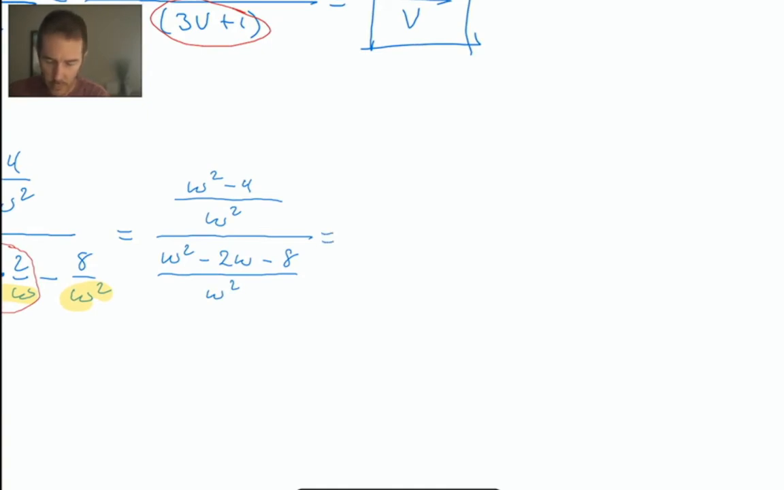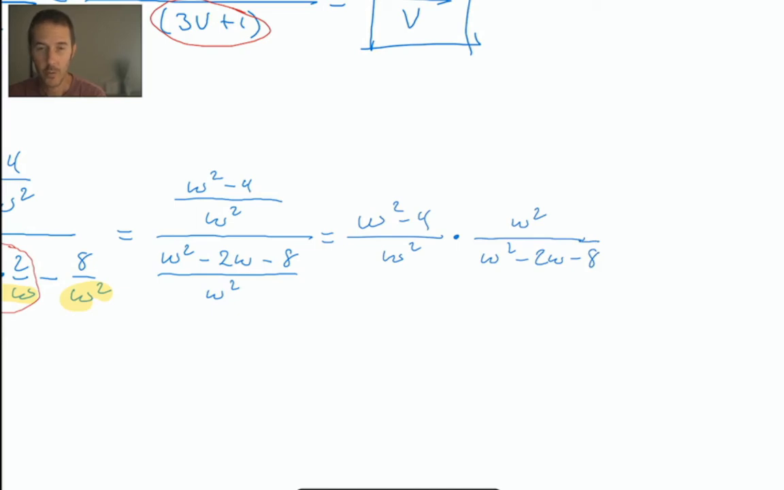Keeping my big numerator, w squared minus 4, all over w squared. My w's don't look very good when I write with this digital pen. I apologize. And then let's use the reciprocal of our denominator. So the w squared is going on top, all divided by w squared minus 2w minus 8. Let's try that 8 one more time. There we go.